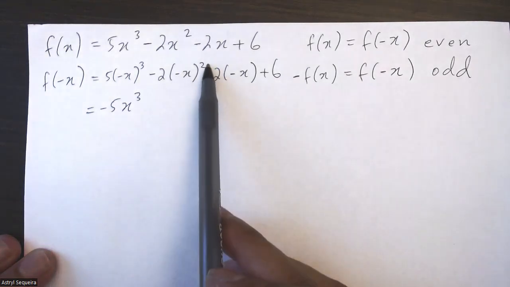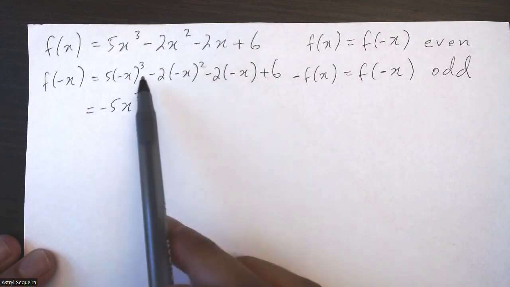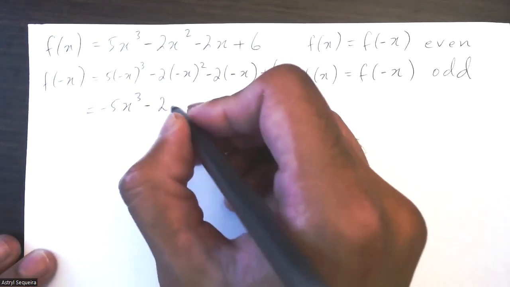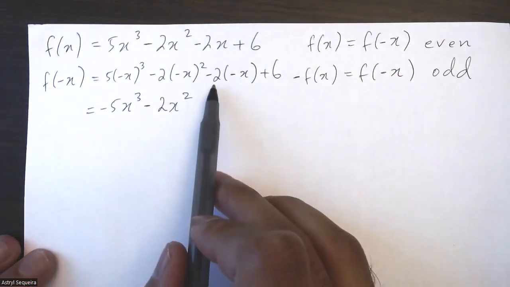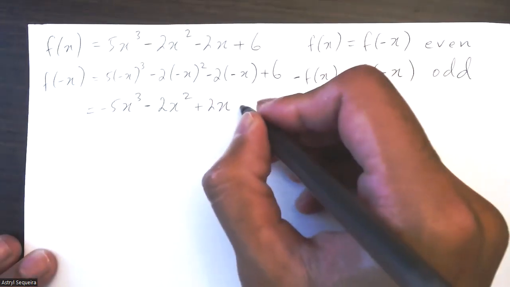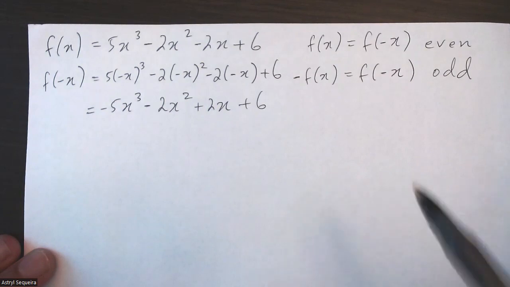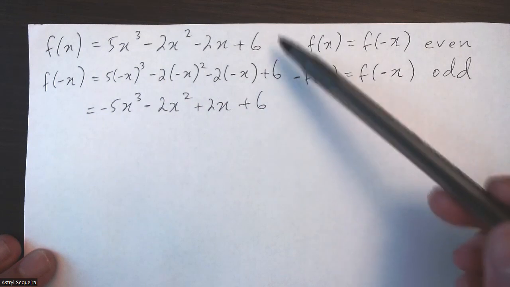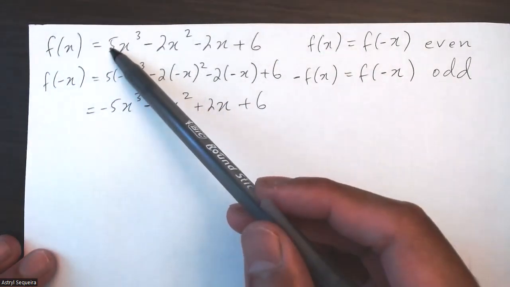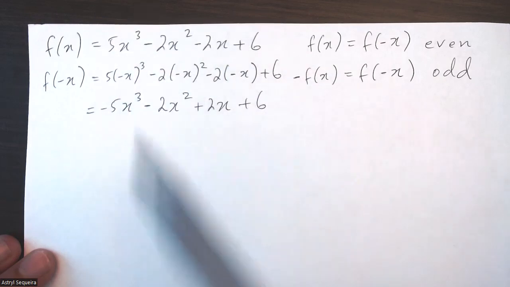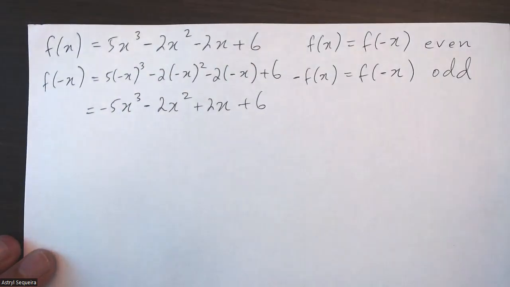Negative x squared is actually positive x squared, because negative times negative is positive. So the sign stays the same over here. It doesn't flip. This stays as a negative 2x squared. Negative 2 times negative x is positive 2x, and the plus 6 stays the same. Let me compare this to the original. You can tell that these two are not the same, because this is positive, this is negative, this is negative, this is positive. So a couple of differences. So this function is definitely not even.